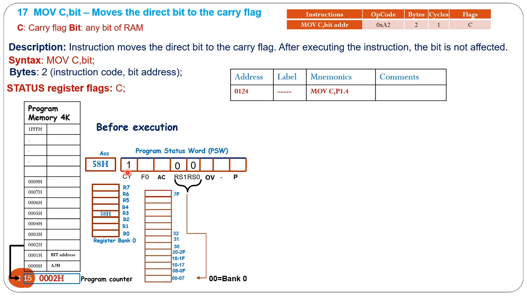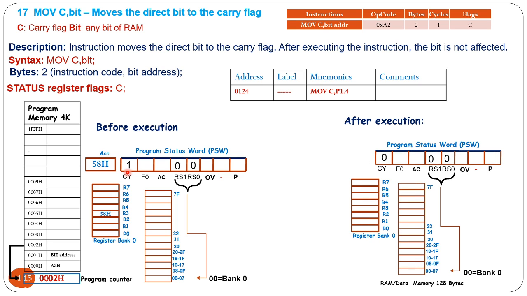After execution of this instruction, suppose we assume the P1.4 bit is equal to 0, then that is moved into the carry flag, so the carry flag becomes 0. If suppose P1.4 is 1, then the CY flag will not change, it remains as it is. In this case we assume port 1's fourth bit is 0, so the carry flag bit becomes 0 here.